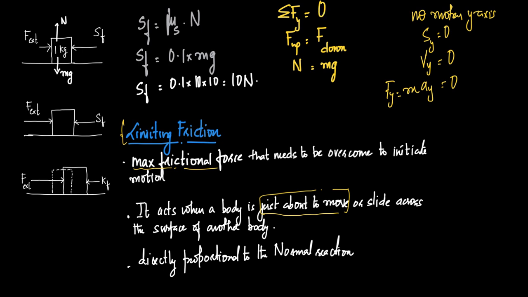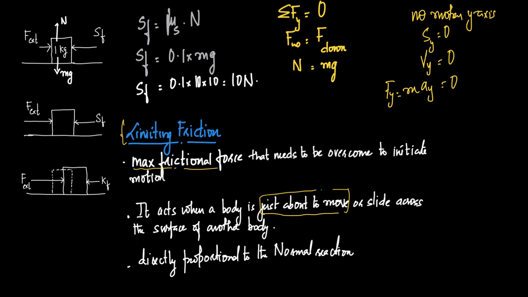Now, what does it mean when we say sigma Fy is equal to 0? It means that forces acting along the up direction will be equal to forces acting along the down direction. Which are the forces acting along the up direction? There's only one, which is the normal reaction. Forces acting in the down direction: there's only one force, which is mg. So we have N is equal to mg.